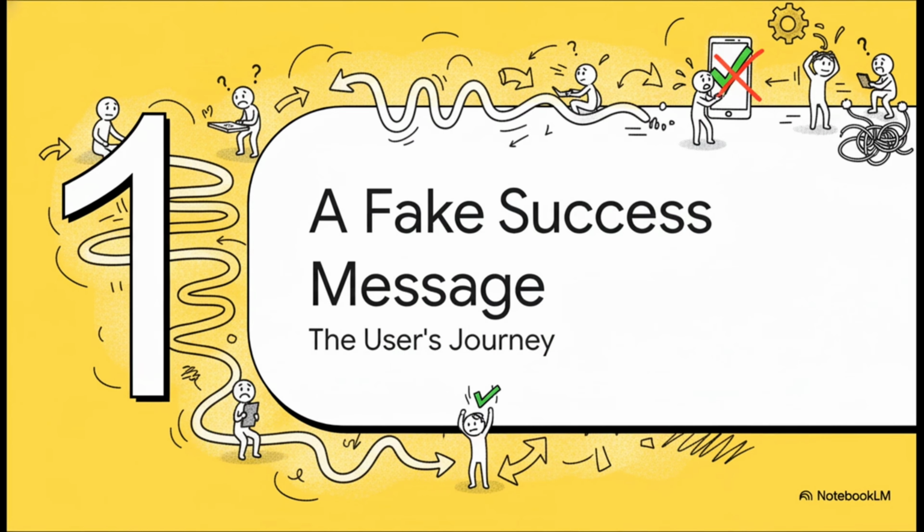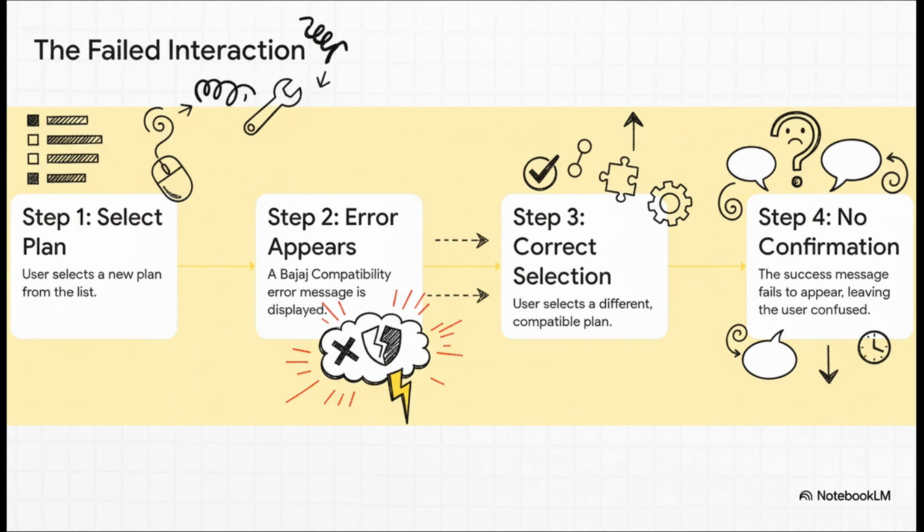Okay, so to really get what went wrong here, we have to put ourselves in the user's shoes. They're just trying to do something simple, change their plan. But for them, this little task turned into a seriously frustrating journey. So here's the play-by-play. The user picks a new plan, and the system correctly throws an error banner. Hey, this product is incompatible. No big deal. The user sees it, they get it, and they pick a different compatible plan.